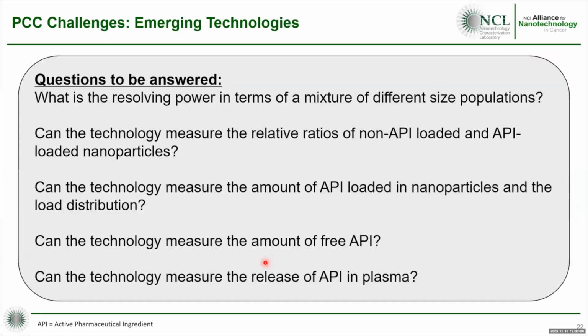Now, of course, we need to see what more it can do. Like I mentioned, for emerging technologies, I always ask these questions. I want to know the resolving power in terms of a mixture of different size populations. Can I look at non-API loaded versus API loaded? Can you measure the amount and the load distribution? Can you look at free API? And finally, can you measure the release of API in plasma? If you can find an instrument that can do all of this, that'd be your be-all, end-all instrument. And I think it answers a lot of the CQAs needed if you can do this in one instrument.